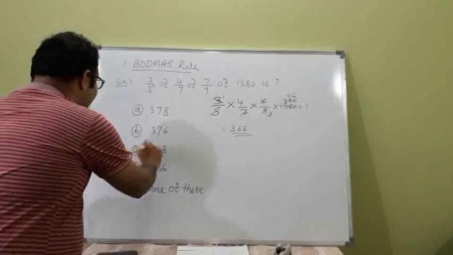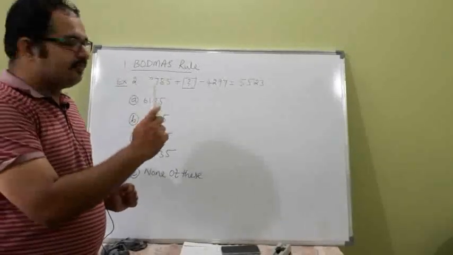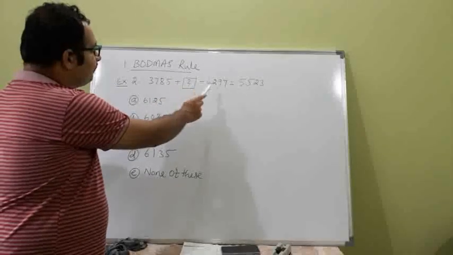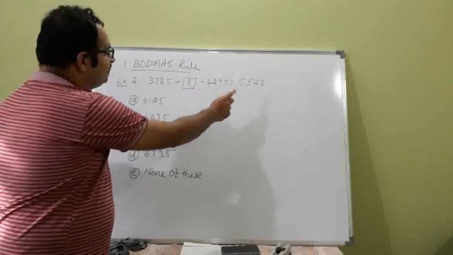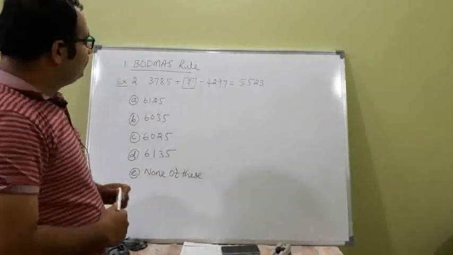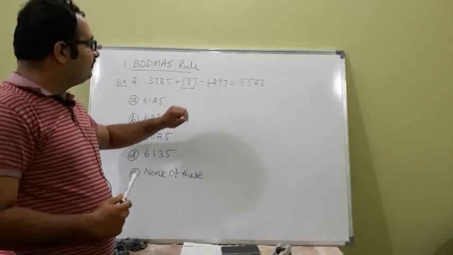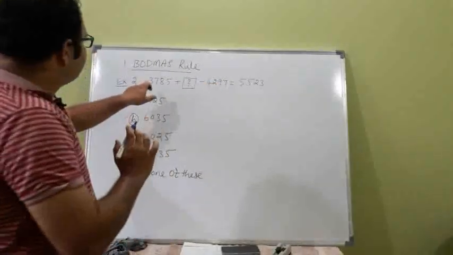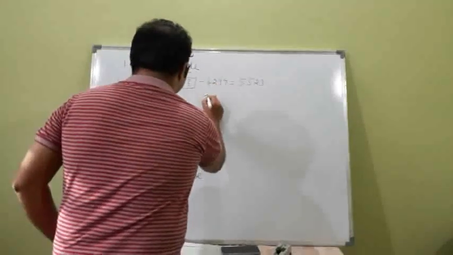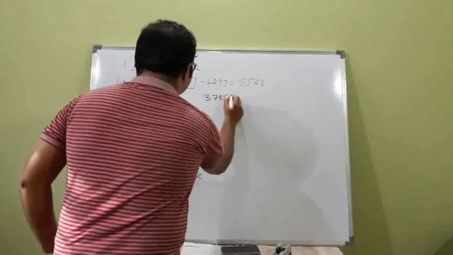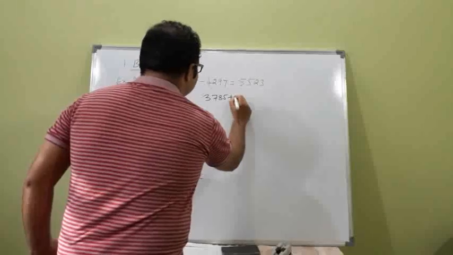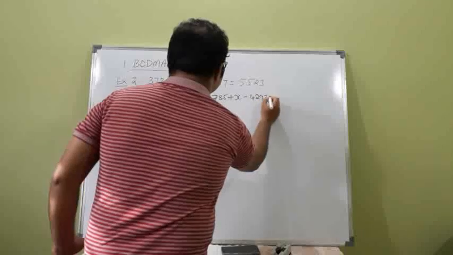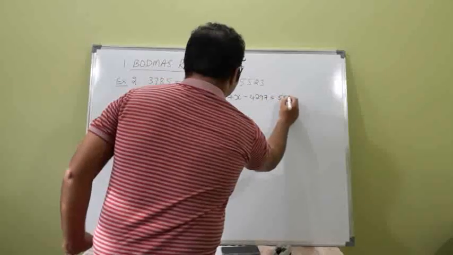This is the answer. Let's solve the second problem: 3785 plus how much minus 4297 is equal to 5523. Here we need to find this variable. Let us solve this; I am doing it from the basic step. 3785, we don't know the variable value. Let's take it as x, minus 4297, is equal to 5523.